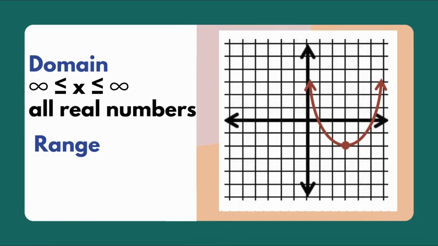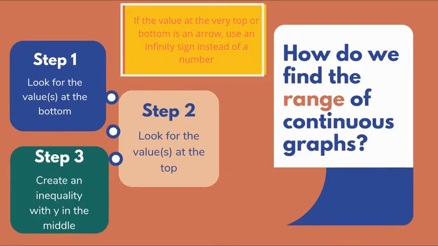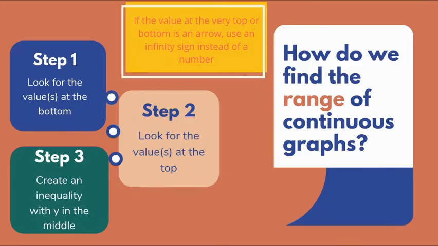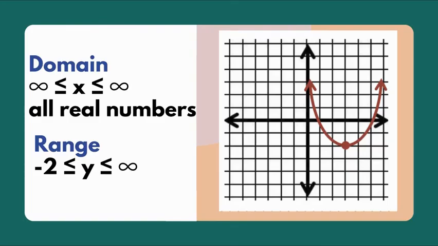But in the example that we have here, we will notice that actually we don't have an arrow on both sides of our range. We need to follow the same steps that we have here, and we will only have one arrow this time. So we will look at the points at the bottom and at the top. We'll create our inequality symbol, and if there's an arrow, we will use an infinity sign. And I do see an arrow on one side on the top of this graph, but I notice that there is a point at the bottom, and this point at the bottom is -2. That is the least or the lowest point on this graph.